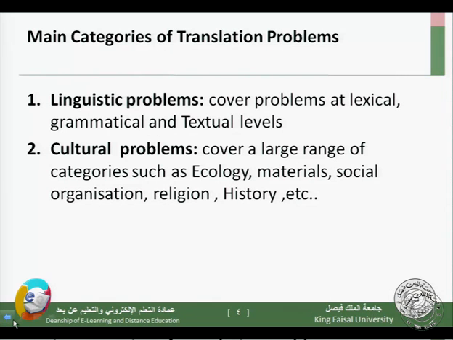Now, the second category of translation problems, which is very difficult, so many translators complain about cultural problems. Inshallah, lecture number 13 will be about cultural problems. Not to worry, I will give you a lecture on cultural problems. But remember, all these lectures I'm giving to you are really brief, just to give you a general idea, just the feel of it, the flavor of problems in translation. Now, what do cultural problems cover? They cover ecology, they cover material culture, social organization, religion, history. All these categories come under the umbrella of cultural problems. But inshallah, we'll talk about them in due course.